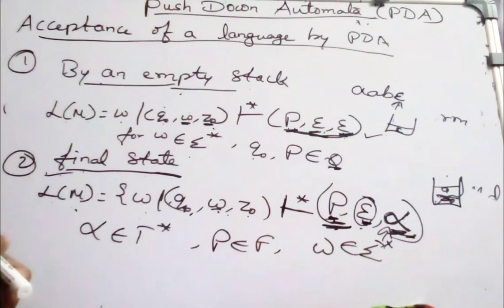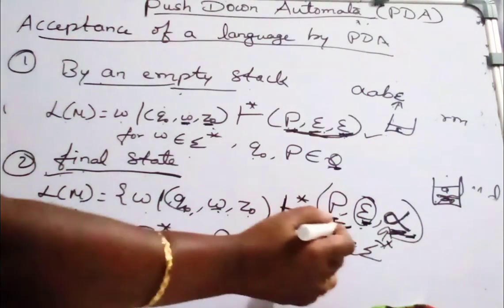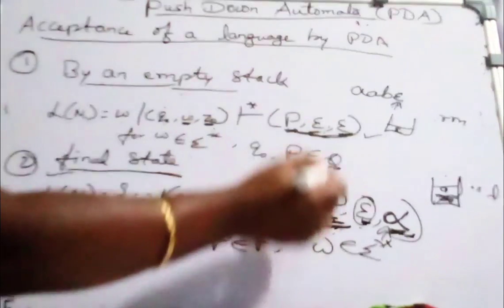Okay guys, so these two are very important whenever you are writing the transitions for pushdown automata. You have to see whether it is by an empty stack or by a final state. Accordingly, you have to change these two transitions.